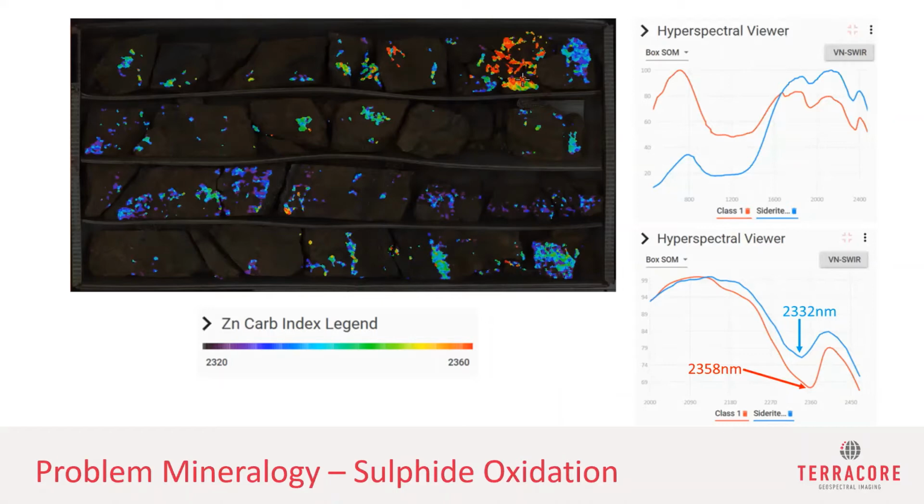So we've got sphalerite, which is altering to a zinc-rich siderite in the red, and then we've just got good old siderite as an alteration product in the blues and purples. So we can now start to see and quantify the amount of zinc-rich siderite within a sample, which then obviously helps.